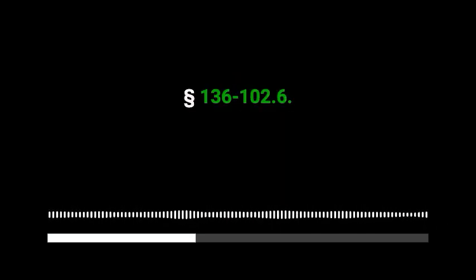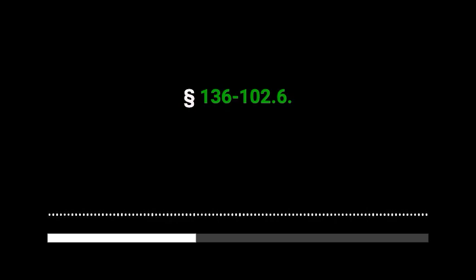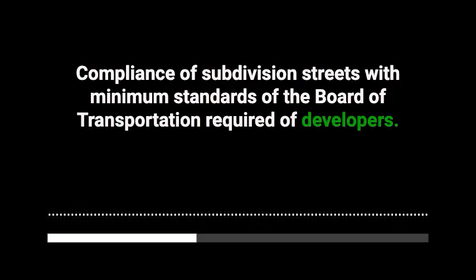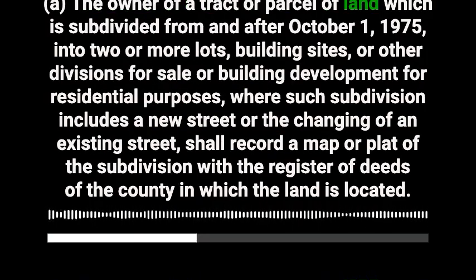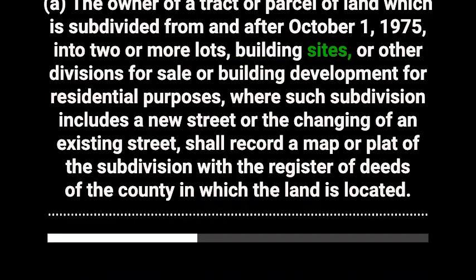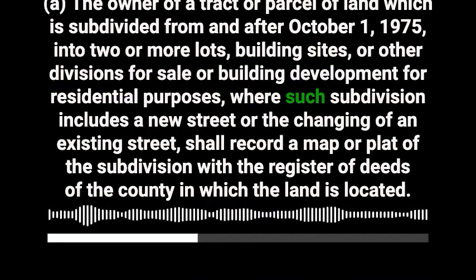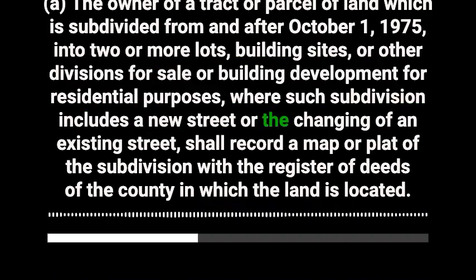GS 136-102.6. Compliance of subdivision streets with minimum standards of the Board of Transportation required of developers. The owner of a tract or parcel of land which is subdivided from and after October 1, 1975, into 2 or more lots, building sites, or other divisions for sale or building development for residential purposes, where such subdivision includes a new street or the changing of an existing street, shall record a map or plat of the subdivision with the Register of Deeds of the county in which the land is located.